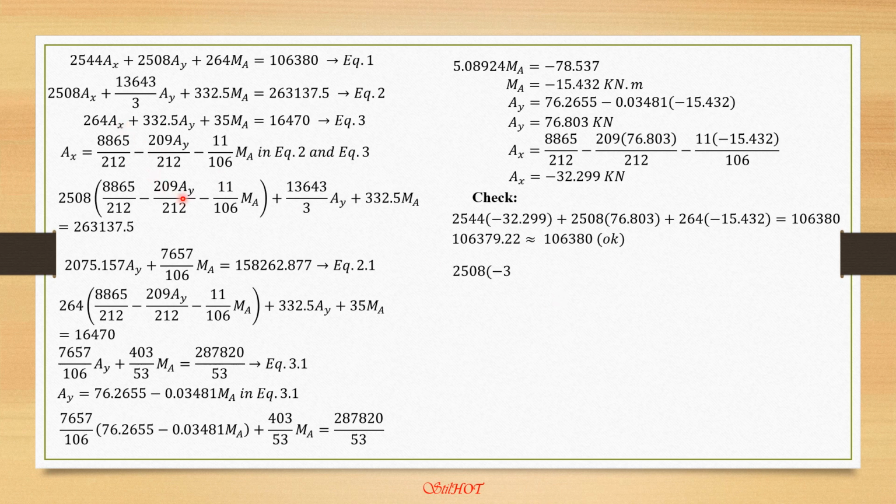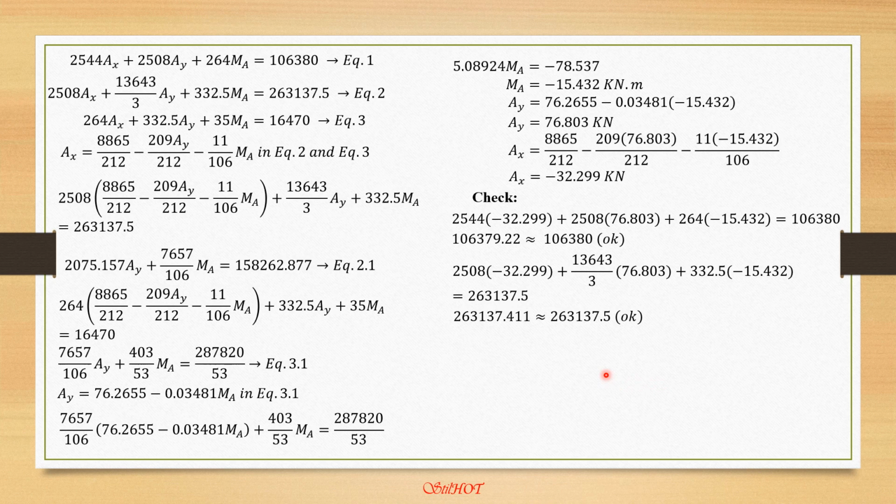Then in equation 2, 2508 times negative 32.299 plus 13,640 over 3 times 76.803 plus 332.5 times negative 15.42. Then let's check if it is equal or approximately equal to 263,137.5. So using your calculator, evaluate the left side of the equation. The left side of the equation is 263,137.411, which is approximately equal to 263,137.5. Of course, that difference is very, very small.